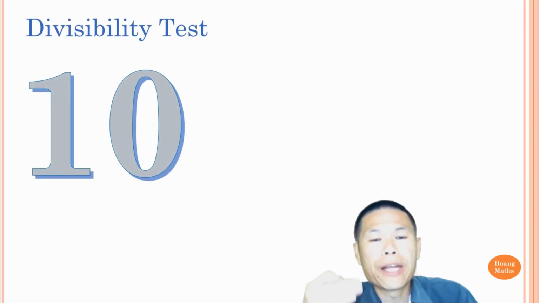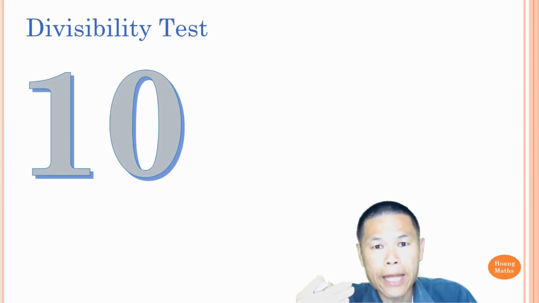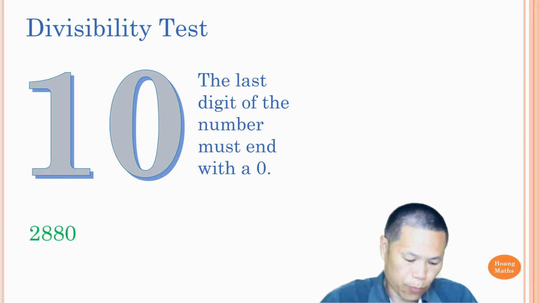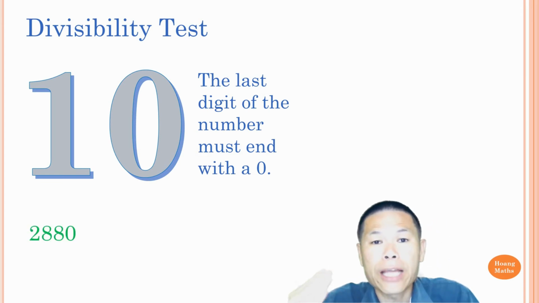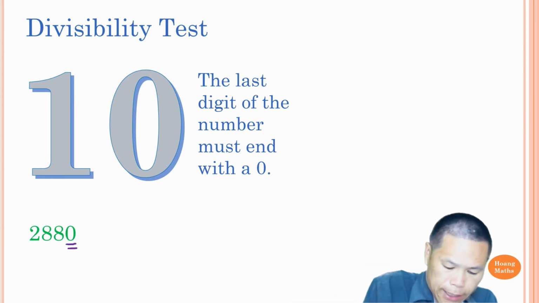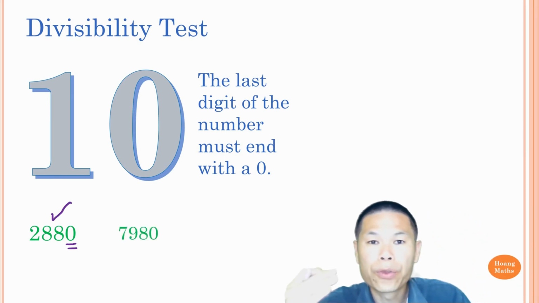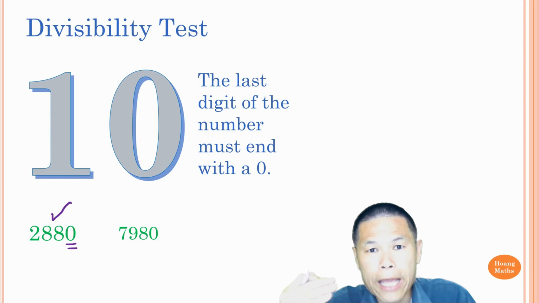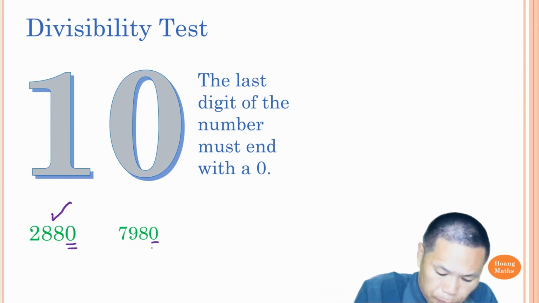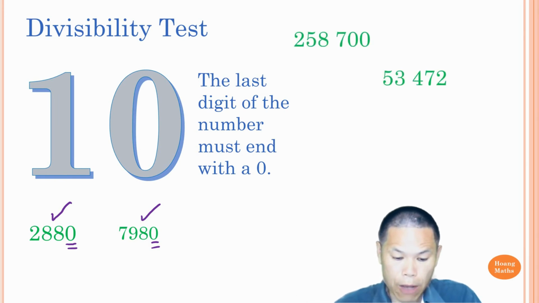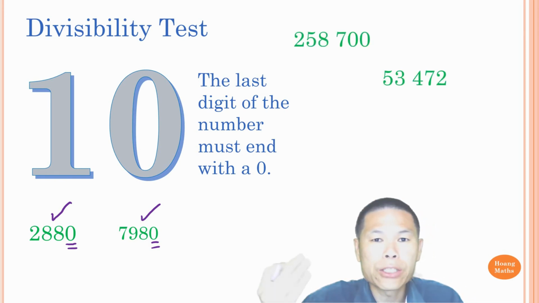Now, if a number is divisible by 10, the last digit must be 0. As simple as that. So for example, 2,880 is divisible by 10 because the last digit is 0. Next one. It is also divisible by 10 because the last digit is 0. Now, please pause the video and try this yourself.